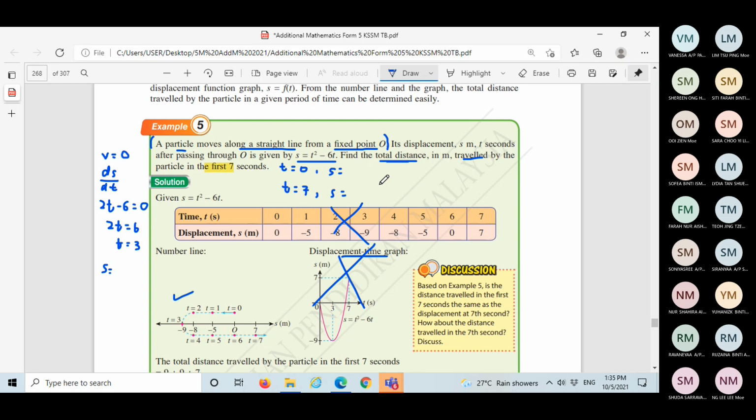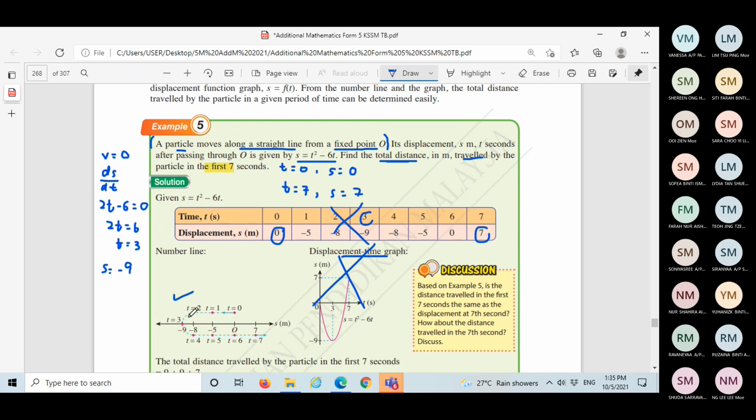I just need to find s. Okay, when t is 0, t is 7, and t is 3, I just need to find the s. I copy the answer from here, I'm lazy to find. So when t is 0, s is 0. When t is 7, s is 7. And when t is 3, s is negative 9. I just need these 3 things.